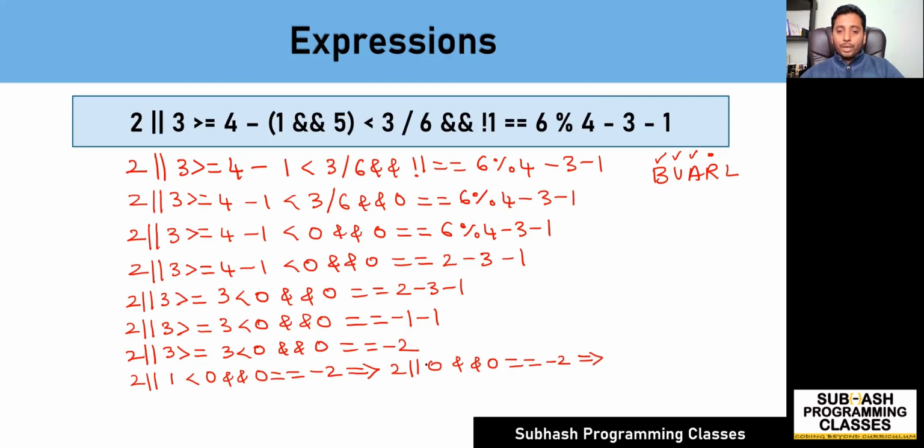So I'll have one more relational operator. So 2 or with 0, I will keep it as it is, and then I have the and operator. Now is 0 equal to minus 2? It is false, therefore it will result in a 0 value.